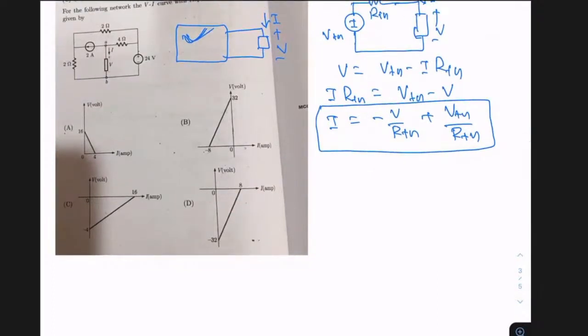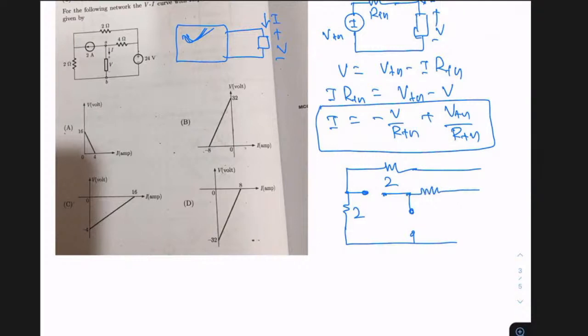So if I ask you to draw this circuit, this is your 2 ohm resistor, and this is again your 2 ohm resistor. Then this is the current source, which you open circuit. And this is the load from where you want to find RTH. And this is your 4 ohm resistor, and the 24 volt source is shorted. So this is 2, and this is your 4. From this particular terminal, I want to evaluate what your RTH is.